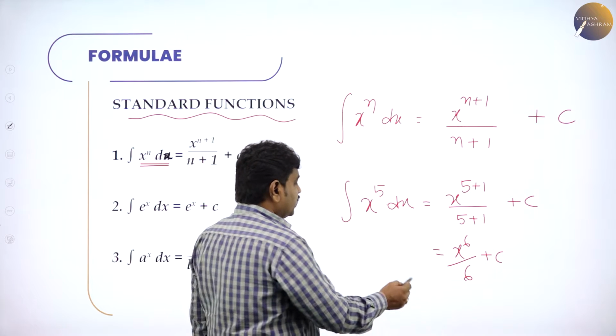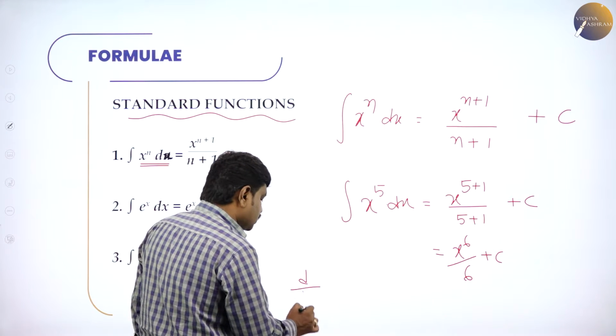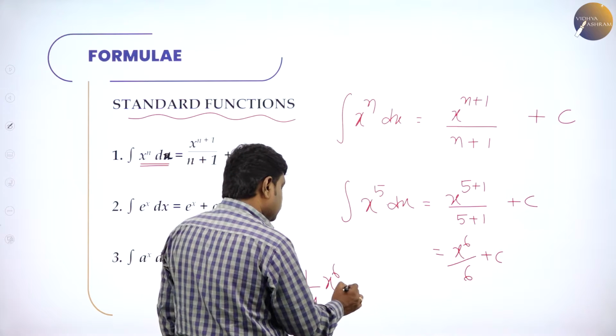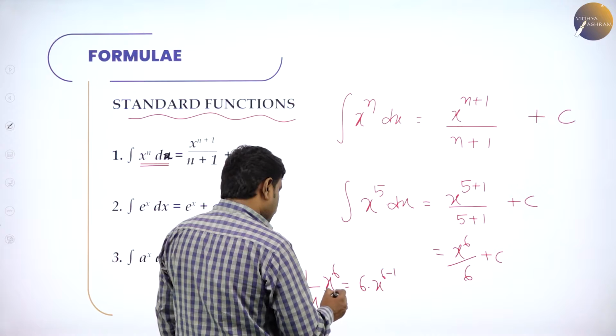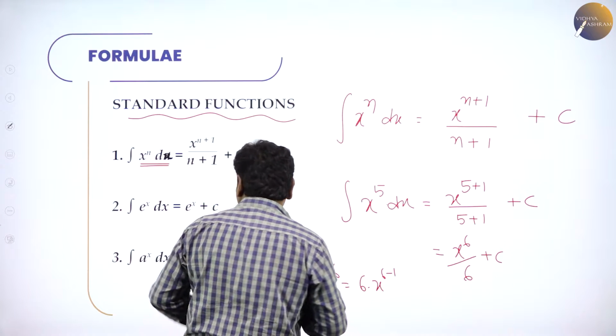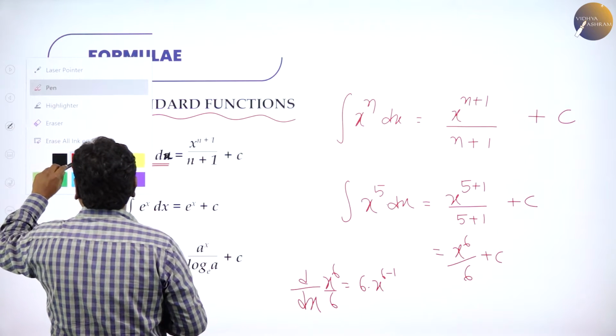If you differentiate, suppose d by dx of x power 6, what is the derivative of x power 6? 6 into x power 6 minus 1, right? And in x power 6 by 6, the 6 is a constant. Okay, let me take some more examples.